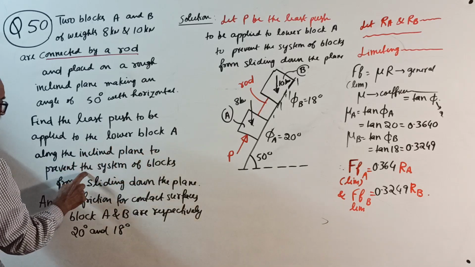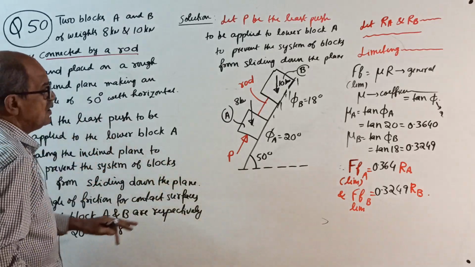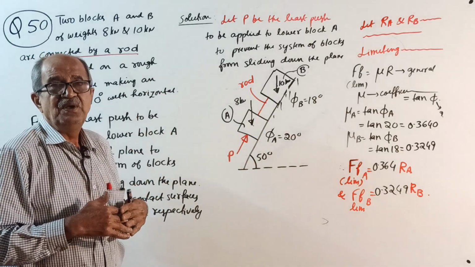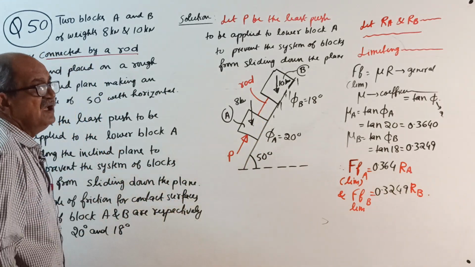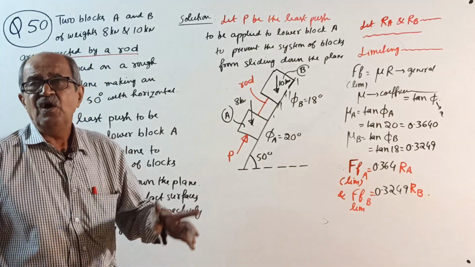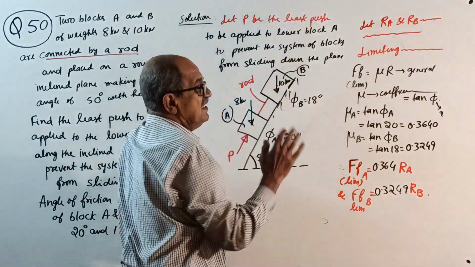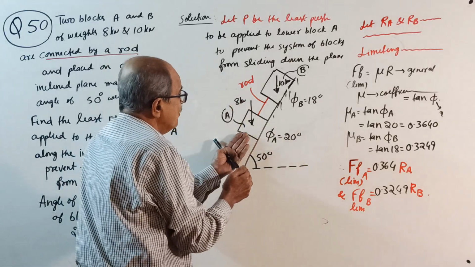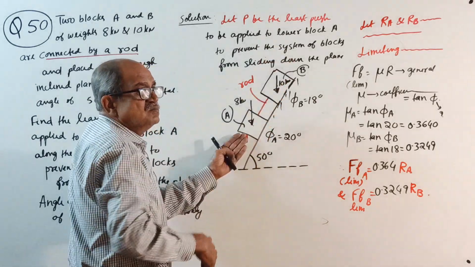to prevent the system of blocks from sliding down. See, least force required to prevent the system of blocks from sliding down. Again, I told you, since it is the least force required for preventing sliding down, you should write later, on the verge of sliding down. So friction is this way. Why? Because you apply force this way, the purpose of force is to prevent it from sliding down. If you remove the P, it will slide down.